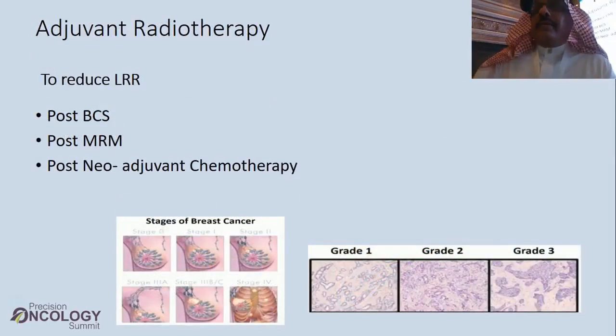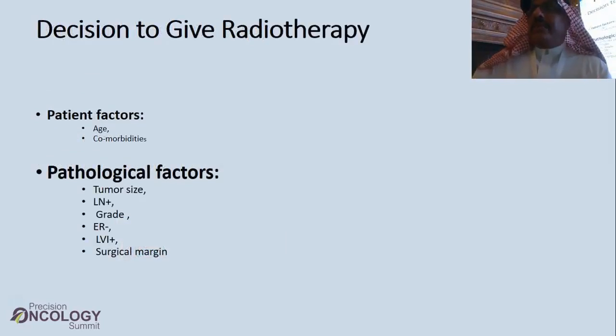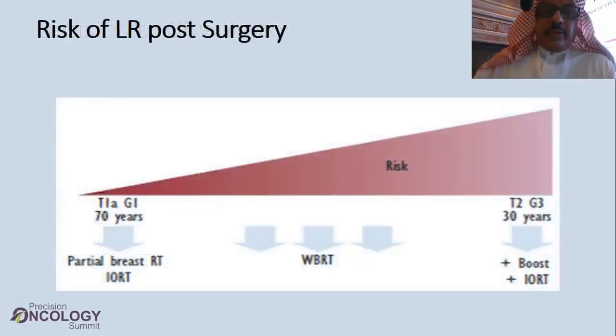The radiation, mainly we give it for local control, to improve the local regional control, either after breast conservative surgery or after mastectomy or after neoadjuvant chemo and surgery, based on stage. As a matter of fact, when we see the patient, usually we see first whether he is fit to receive radiation or not, his age, any comorbidity, and we base our decision on the classical pathological factors that we have: tumor size, lymph nodes, grade, and so on, surgical margin. These are mainly the features that, based on this, we decide whether to give radiation therapy or not.